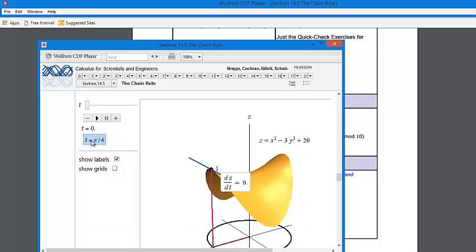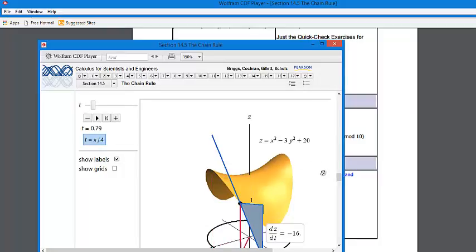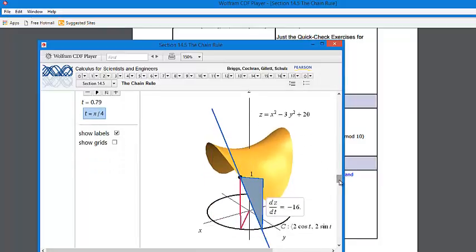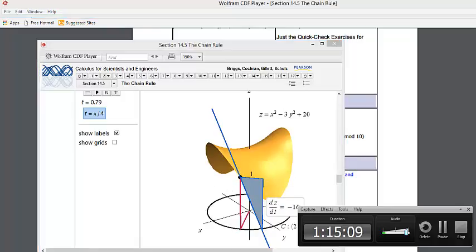Let me jump to t equals pi over 4 so we can see it. There's the decrease, guys. You could see we were going around this curve on the unit circle, and now you can see z is dropping at this point. All right, nice work today, guys.